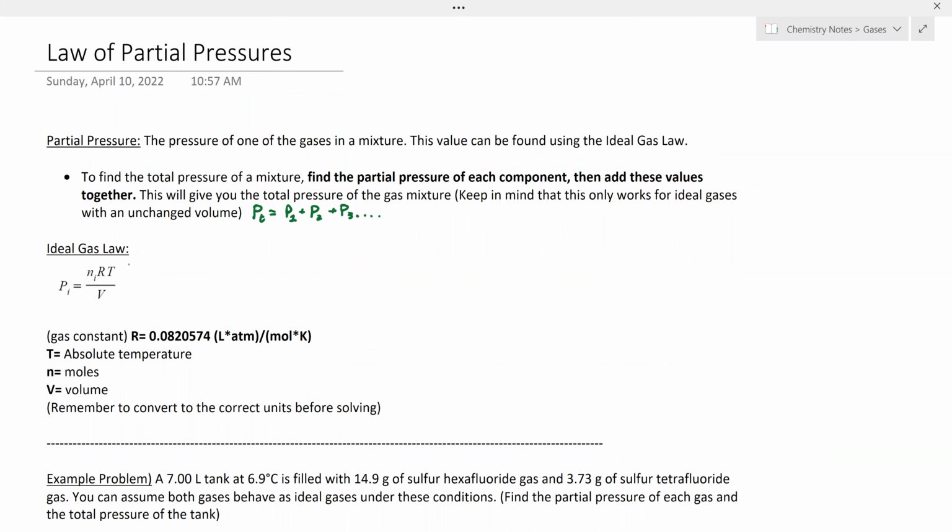which can get a little more complicated when you have mass and molar mass. We'll go into that when we specifically talk about the ideal gas law and deconstruct that. But there are other ways to solve it when you aren't exactly given moles. Then V is for volume. T is the absolute temperature.